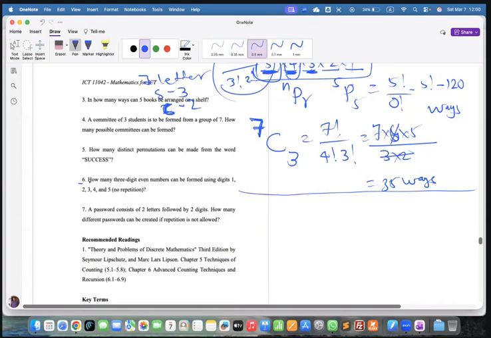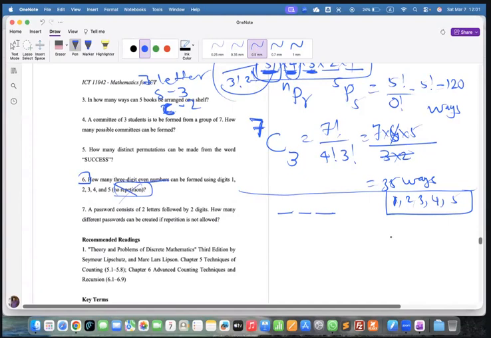Okay, the 6th one. How many 3-digit even numbers, this is a key thing, right? So now you need to make 3-digit even numbers formed using the digits 1, 2, 3, 4, 5, right? You have the digits 1 to 5. Now they are telling no repetitions, right? So no repetition is allowed. Now tell me how we can find the answer for this.